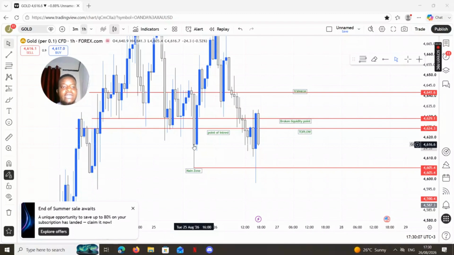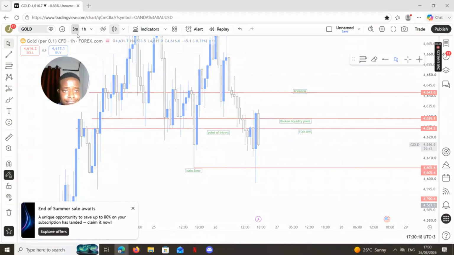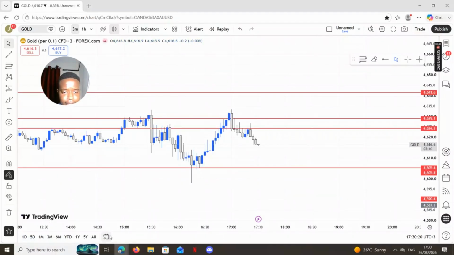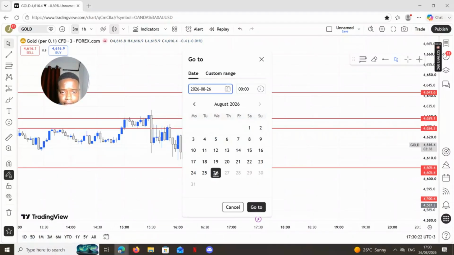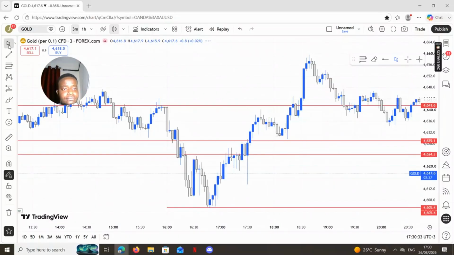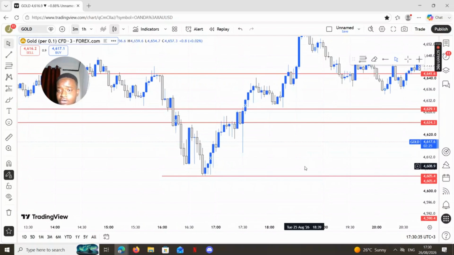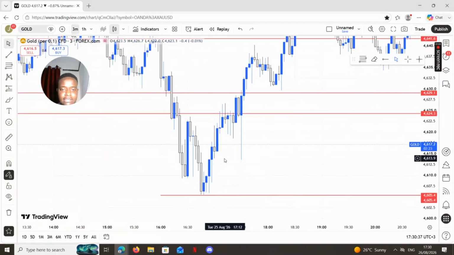So the next step is, what are you going to do? The next step is you're going to switch to the 3 minutes time frame for us to be able to go and look for an entry confirmation. So we look at that 25th August. So we switch to the 3 minutes time frame. 25th August at around 17, the formation of the 17 candles, because the 16 is the one that broke our top low. So as you can see right there, we begin from the 17 PM candlestick.